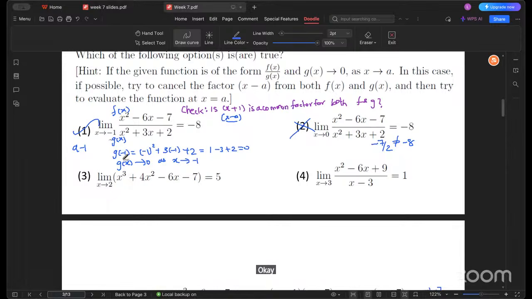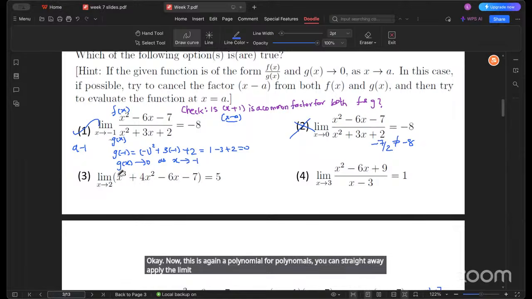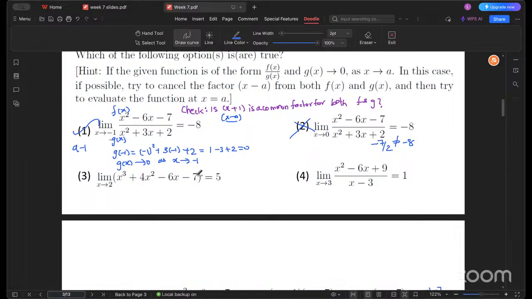Now this is again a polynomial. For polynomials, you can straight away apply the limit again. So apply this limit and see whether you are getting this answer. Yes, it is correct.